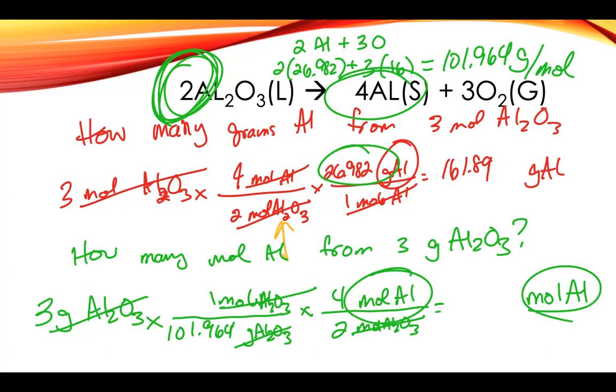So I go ahead and enter my calculator. 3 divided by 101.964 times 4 divided by 2. Of course, it doesn't matter what order you go in, and you get 0.059.